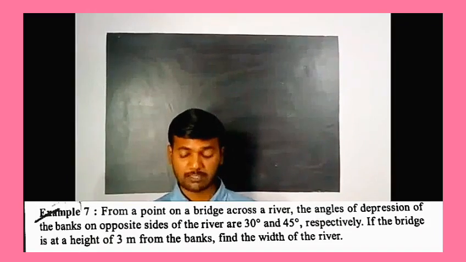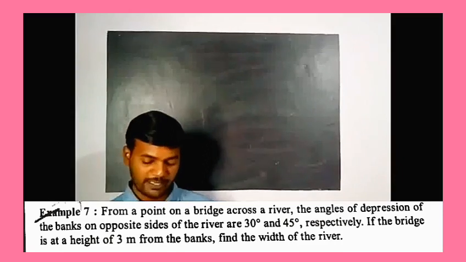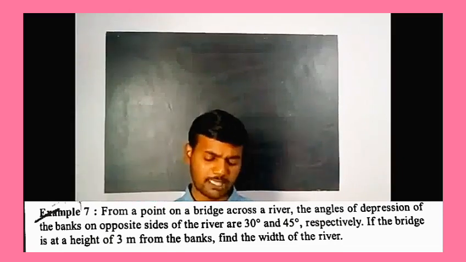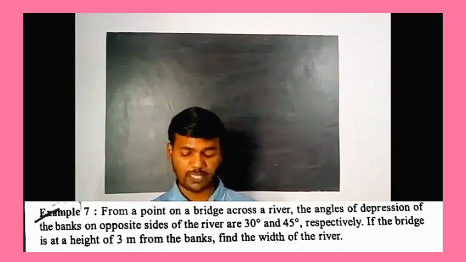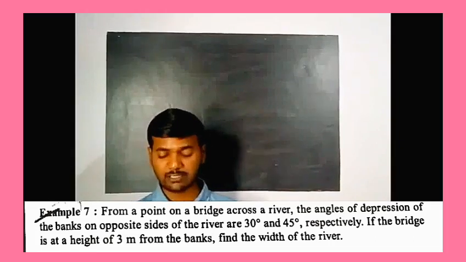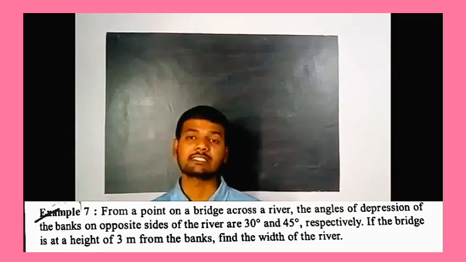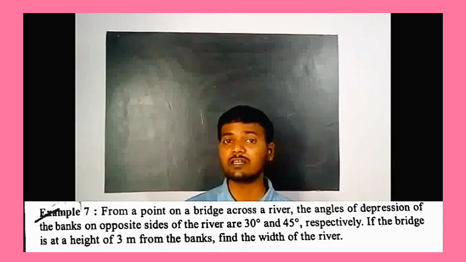The question will be showing on your screen. Please note there. From a point on a bridge across a river, the angles of depression of the banks on opposite sides of the river are 30 degree and 45 degree respectively. If the bridge is at a height of 3 meter from the banks, find the width of the river. Okay, so here we need to find the width of the river.